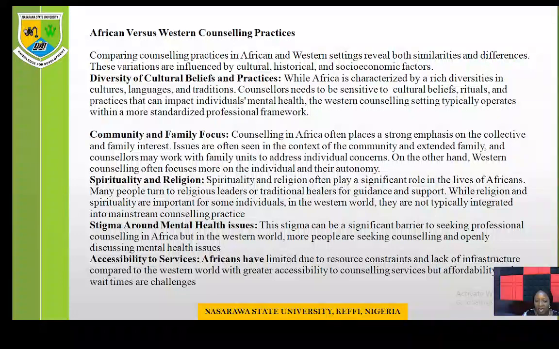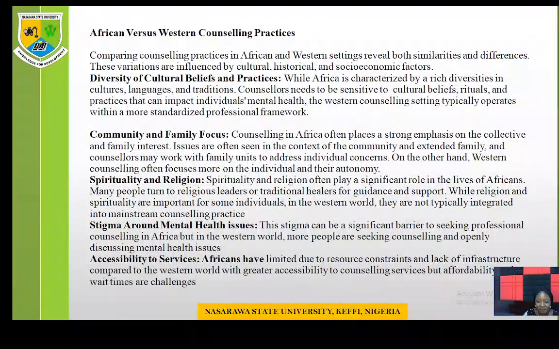When it comes to community and family focus, in Africa, Africans operate more collectively and in a family interest way compared to what the Western person will do. And so when there is an issue you think is a counseling issue, that autonomy that an individual will come with and expect to be counseled, in the African setting, they will subject it to family issue. They will hold family meetings and do things like that. So issues are often seen in the context of the community and family. And so counselors may work with family units in order to address individual issues.